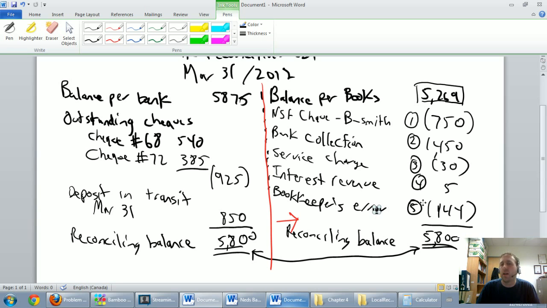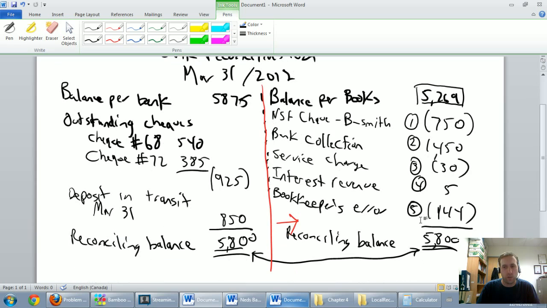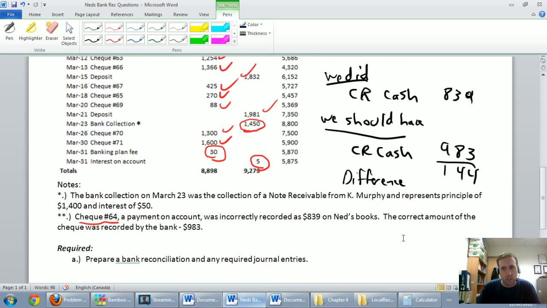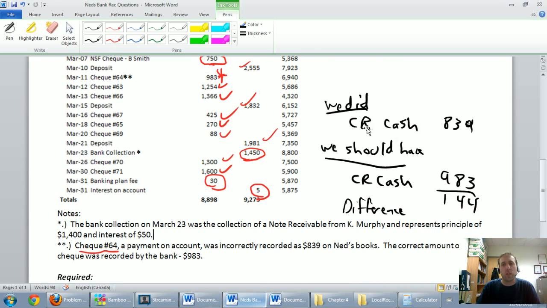The last one, perhaps the trickiest, is that darn bookkeeper's error for $144. And we said, well, as a result of it, we should have credited cash by $144. Looking at the problem, it was this difference. We did credit cash at $839. We should have credited cash $983. The difference was $144. I didn't credit cash enough.